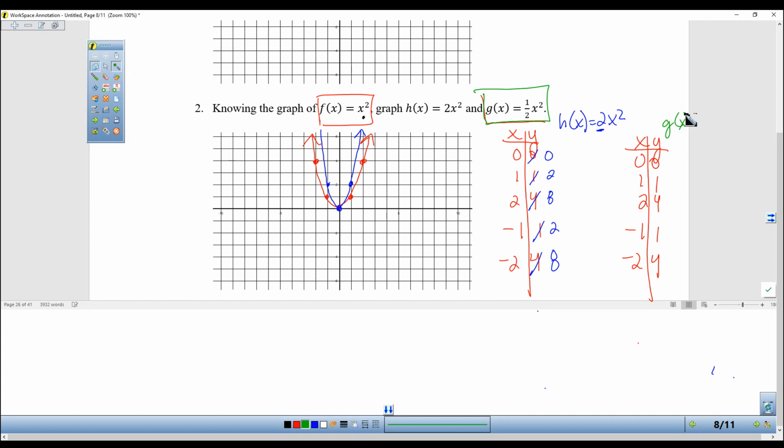So g of x is equal to 1/2 x squared. You divide them all in half. Half of 0 is still 0. 1/2, 2, 1/2, 2. So at 1, I'm only at 1/2. At 2, I'm at 2. At negative 1, I'm at 1/2. At negative 2, I'm at 2. I look at that and I think I might have been able to go a little further. So at 3, it would be 9.